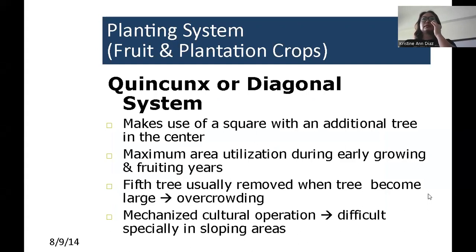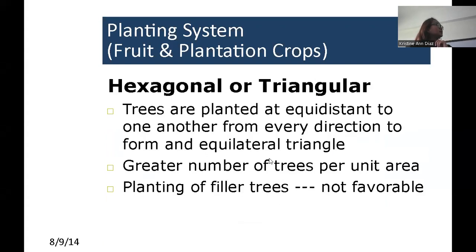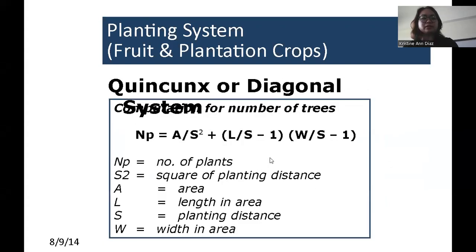Sa square. Sa quincunx, 9 by 9, square mo na siya, diba? Sa quincunx naman sa diagonal, it's just like a square but nakaka-additional 3 at the center. Mas naman ko ito. Wala for example, no? Pero ma-imagine man ninyo, no? Na naka-square siya.